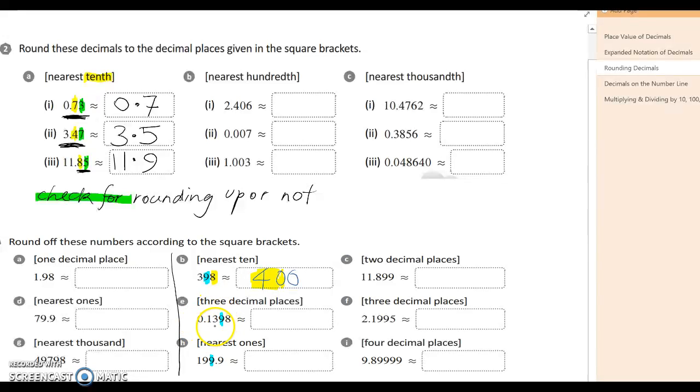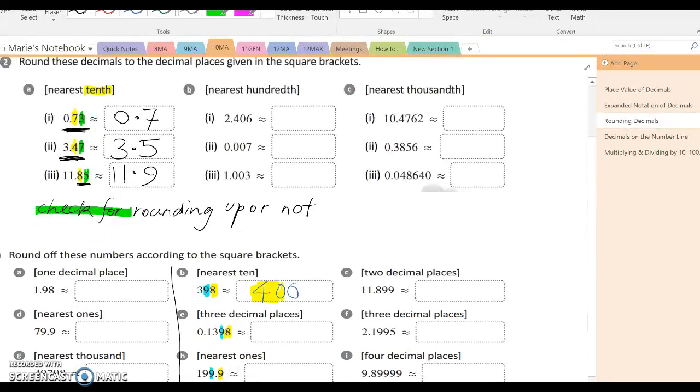Okay, let's look at the 3 decimal places. We've got 0.1398. We want it to 3 decimal places. So we have to throw away the bits that don't matter to us. And the bits that don't matter to us start with the 8. Now, is 8 5 or higher? Indeed it is. So we are going to round this one off. So the 9 is higher, so I'm going to go 0.1. Now, the 9 would round up, so that's going to go to 40.